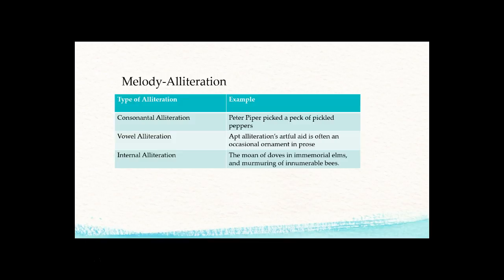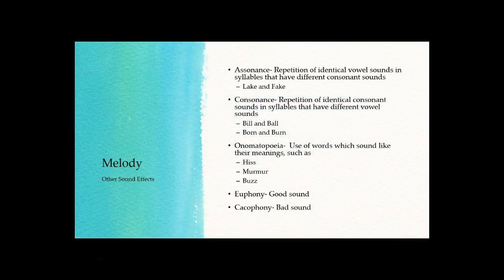So, the moan of doves in immemorial elms, I butchered that word, and murmuring of innumerable bees. Now we're focusing on the letter M, but it doesn't just occur at the beginning of the words, we also have it within. And what it does in that sentence, the murmuring of innumerable bees, it's mimicking the sound, the droning sound that the bees would make.